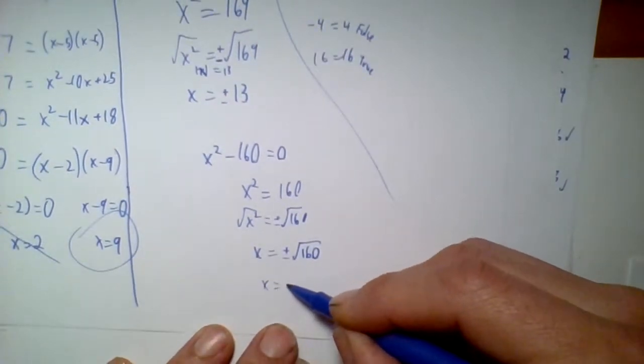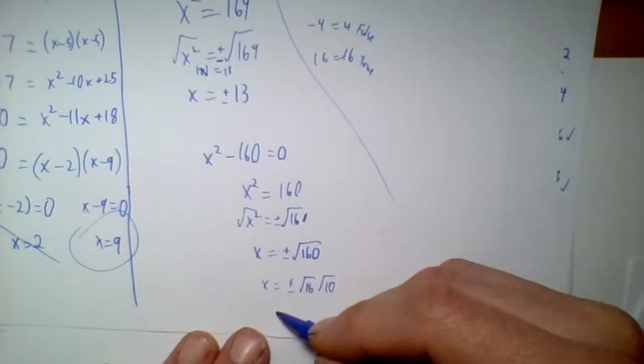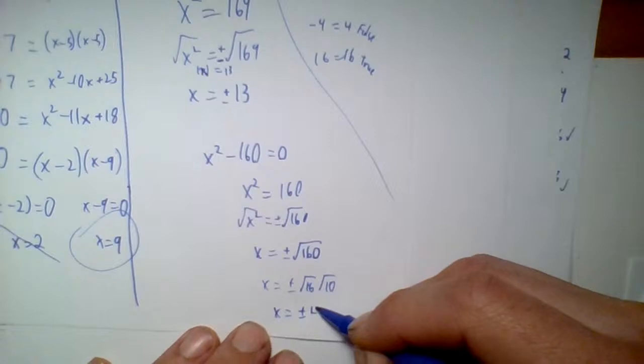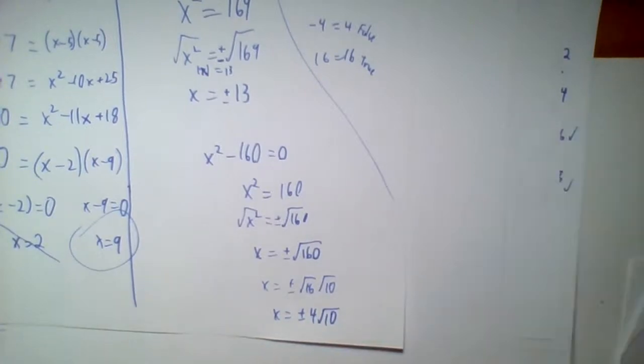And this is 16 times 10. So there is a perfect square factor. So I can write this as plus or minus 4 radical 10. That's a little nicer form of the answer right there. That's the deal.